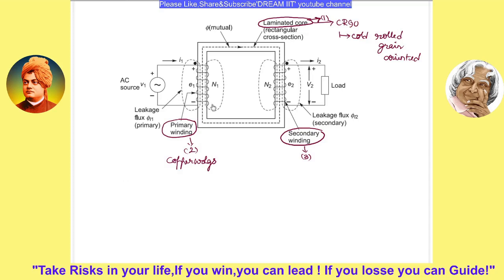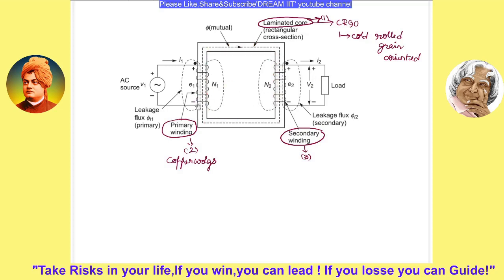The winding which is connected across the source, we can call it the primary winding, and the winding which is connected across the load, we can call it the secondary winding. And what is the mediator between these two? This is the magnetic core, the mediator between the primary winding and secondary winding.